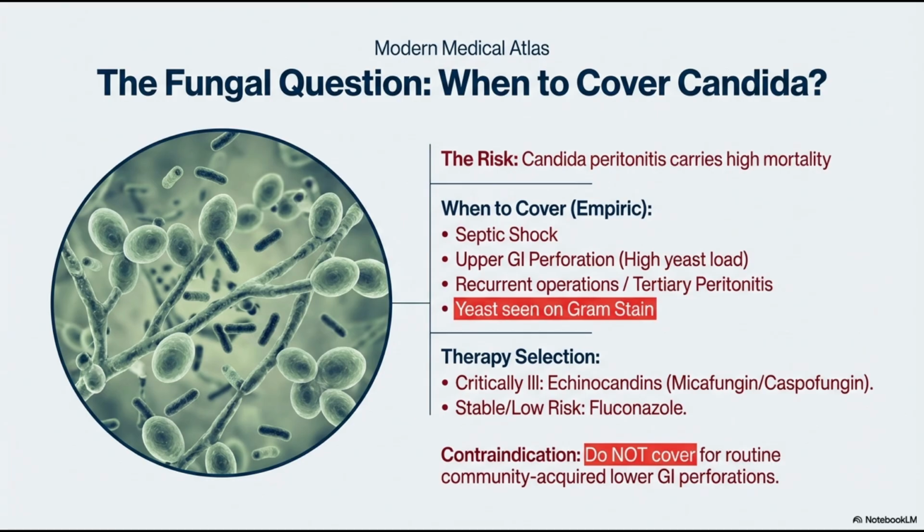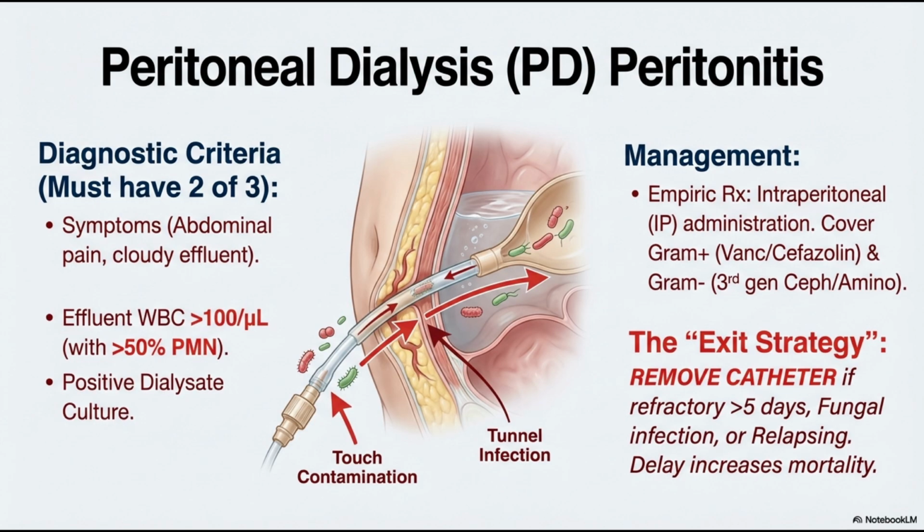Okay, final clinical section, Part 7, PD peritonitis. This is a niche, but when the nephrology world crashes into the ICU, it causes a lot of confusion. PD, or peritoneal dialysis, peritonitis is unique. The catheter is the vector. The peritoneum is being used as a filter.